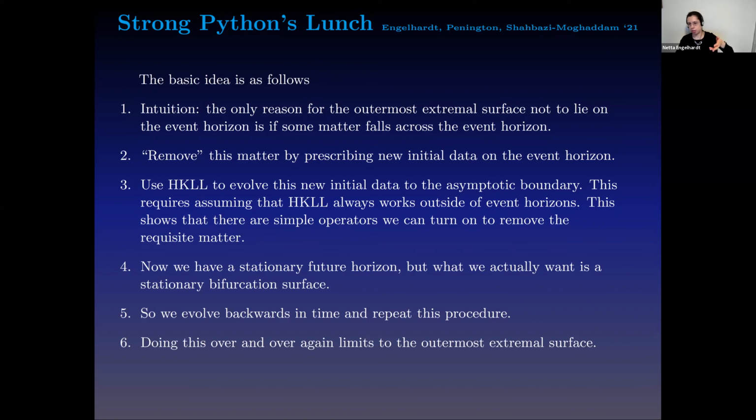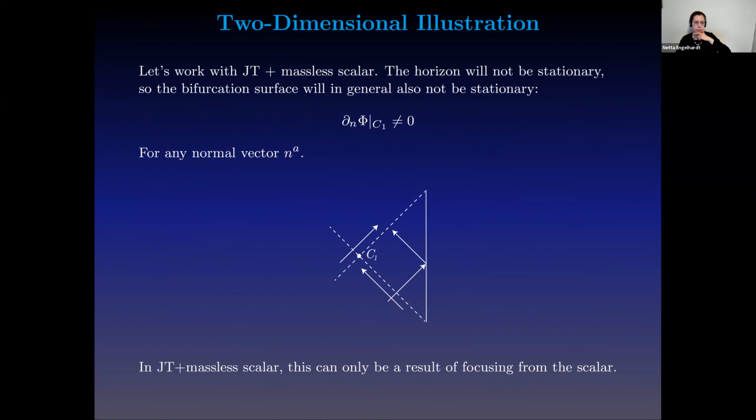And I'm going to show how this works in figures. The easiest way to see how this works, even though it does work in higher dimensions more generally, is in JT gravity with a massless scalar. So everything is two-dimensional, very simple. We say, okay, we have some massless scalar. The horizon is not stationary, and so the bifurcation surface is also not extremal. In JT gravity, what that means is that the derivative of the dilaton evaluated at the bifurcation surface is non-zero in any normal direction.